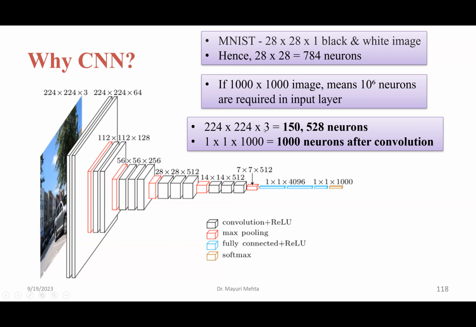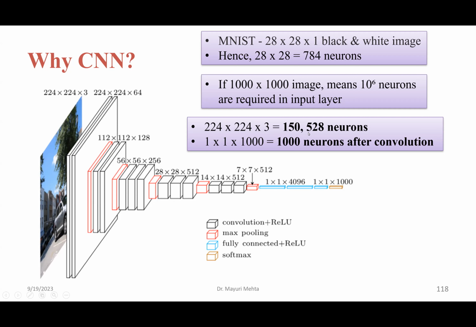Okay. Now, in this example, you can see that the initial size of the image is 224 cross 224 cross 3. Why 3? Because it is a color image. When it is a color image, 3 channels are there: RGB, red, green, blue. So it is a 224 cross 224 image with 3 channels. For each pixel, there will be 3 intensity values: red intensity value, green intensity value, and blue intensity value. So this is the size of the image, 224 cross 224 cross 3, and this many neurons are required to feed this image.